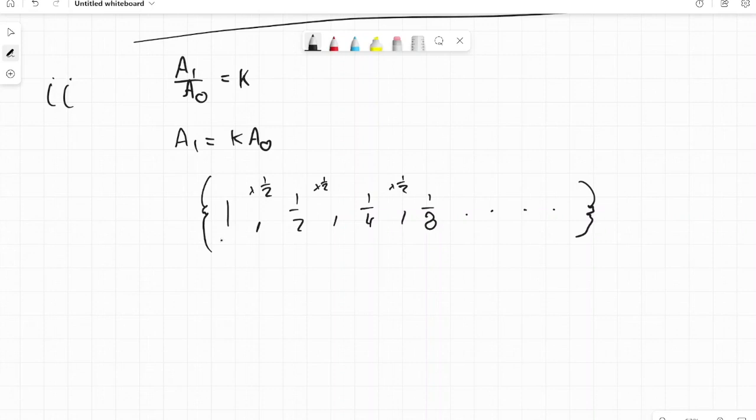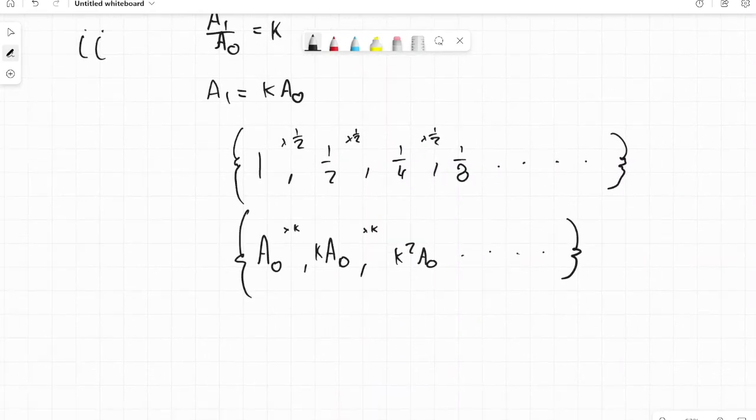Okay, so that's an example of a geometric sequence. In this case, what we've got is a0, and we times it by k, and that gives us a1, which instead of writing as a1, we can write as k a0. And then, guess what the next thing is? Well, we times it by k, and it's k squared a0, etc.